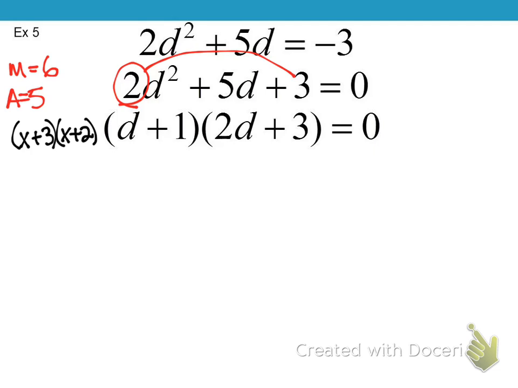When it's not a leader of 1, you have to do the bottoms up step. You have to divide by 2. This one doesn't reduce, so I move the bottom up. That's where the 2d plus 3 came from. Back here, 2 divided by 2 is where the plus 1 came from.